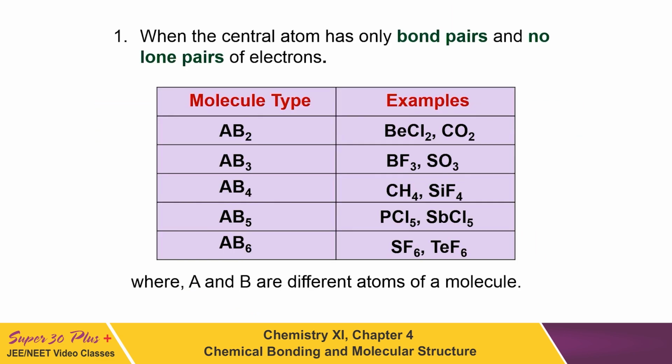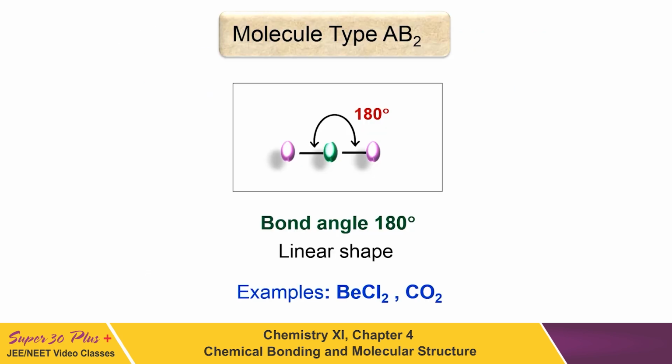So here are some examples in which only bond pairs are there and there is no lone pair. Please take note of that, those species in front of you have no lone pairs. All the electrons are bonded. First example is AB2. In AB2, the shape is linear, bond angle is 180 degrees. Examples are BeCl2, CO2 and C2H2, which we discussed a few minutes back, and these are examples of sp hybridization with a bond angle of 180 degrees.